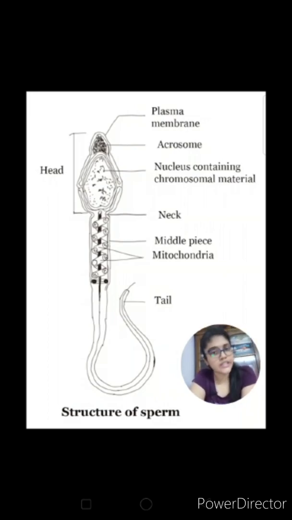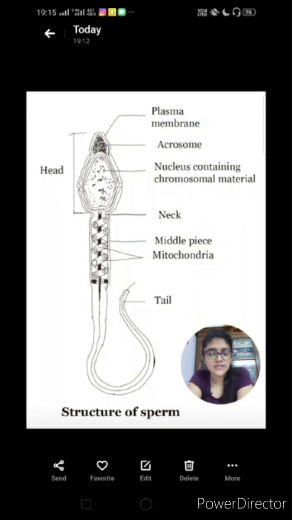Now, in the nucleus, the genetic material may be in the form of RNA or DNA, but mostly in human beings it is DNA. Then in the neck portion, you will be finding the middle piece and the mitochondria, which as we all know, mitochondria is the powerhouse of a cell. Now, it will produce ATP, which will be used for the movement of the tail. Now, the tail or the flagellum is the part of the sperm which will help in its mobility through the vaginal tract of a female.